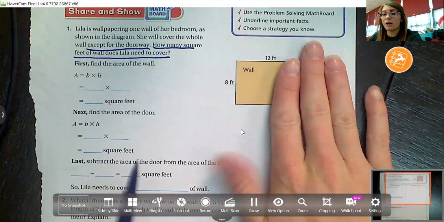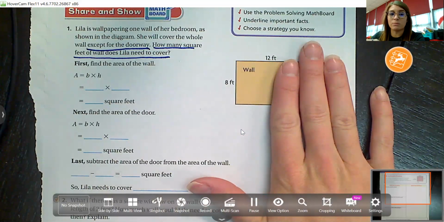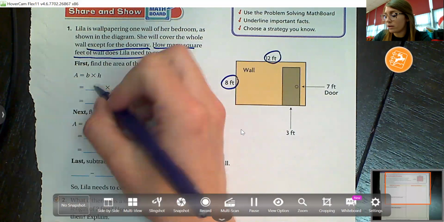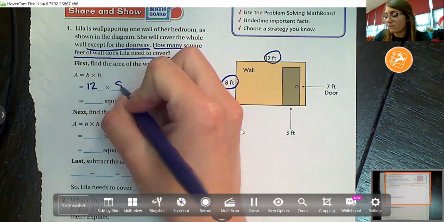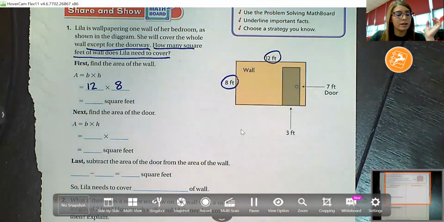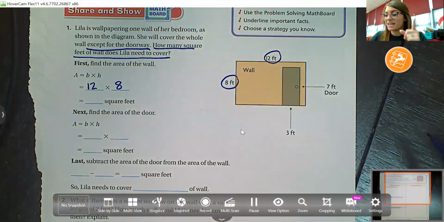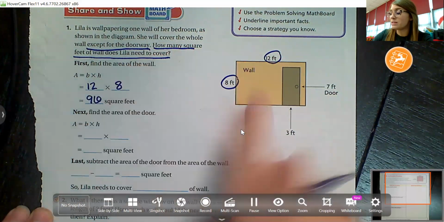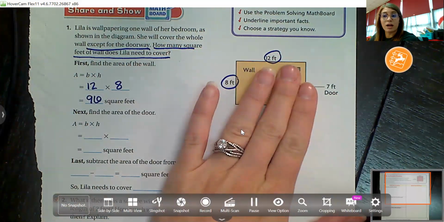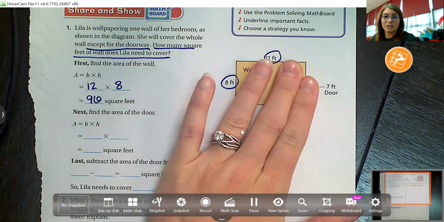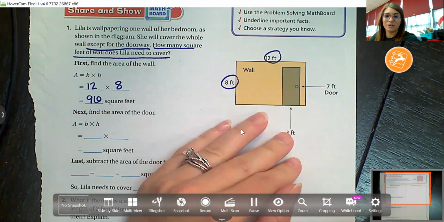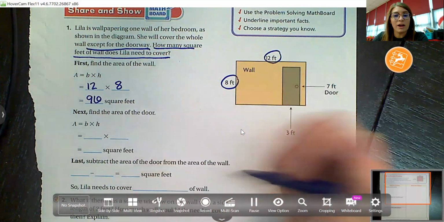So when I go to find the area of just the wall, what two numbers am I going to have to multiply together? Exactly, 12 times 8. Very good. 12 feet times 8 feet. What is 12 times 8, fourth grade? Very good. 96 is correct. So the wall itself, even if that door wasn't there, the wall itself is 96 square feet. Okay. Even with the door there, it's still 96 square feet. Okay. So we found the area of the wall.